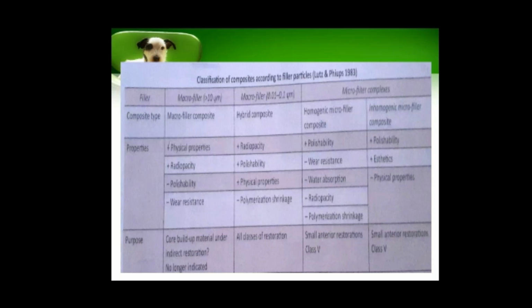And the hybrid composite has the properties of radio opacity, polishability, and polymerization shrinkage is present in this hybrid composite. It can be used in all types of restorations. Microfiller composites. The homogenic microfiller composite has good polishability, wear resistance, water absorption, radio opacity and polymerization shrinkage. It is used in small anterior restoration and class 5 restorations. The inhomogenic microfiller composite has polishability, good aesthetics when compared to the other three composites, and physical properties, and it can also be used in small anterior restoration and class 5 restorations.